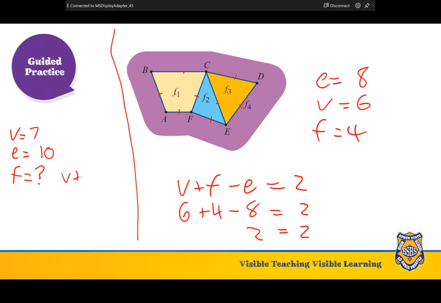So v plus f minus e equals 2. So 7 plus f minus 10 equals 2. Just plus 10 to both sides. 7 plus f equals 12, minus 7 from both sides, f equals 5. So for that graph to be planar, it would have to have 5 faces. That's it.